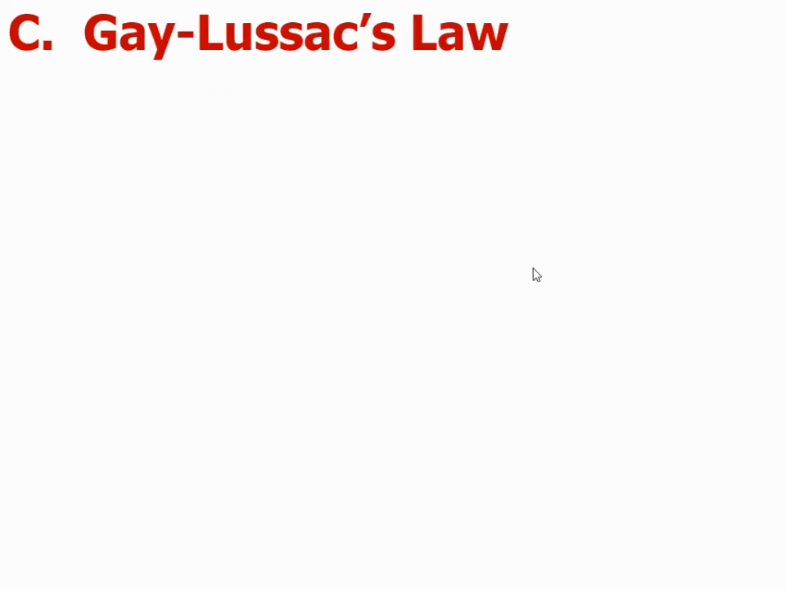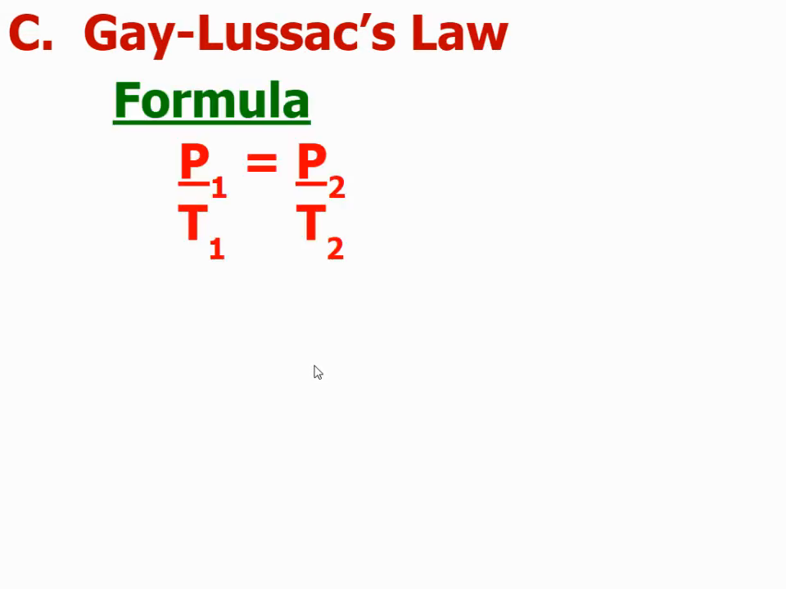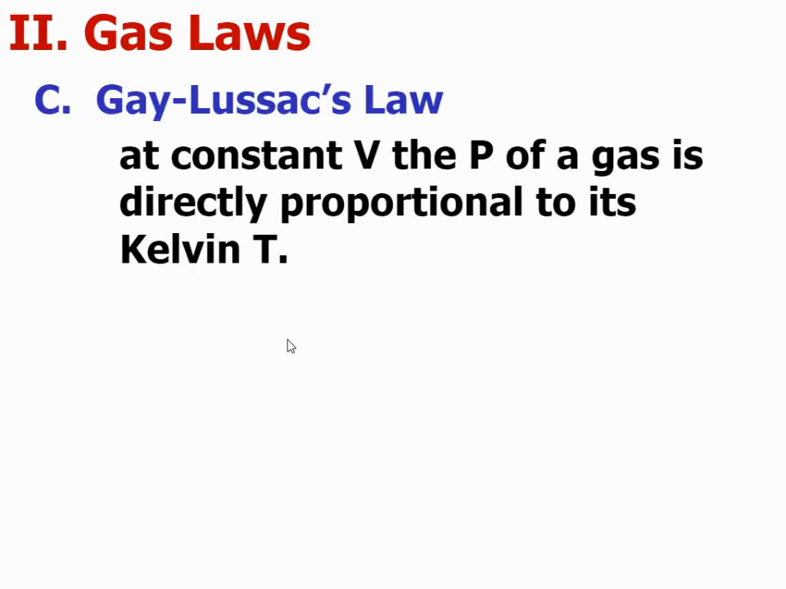All right, Gay-Lussac's law. We've talked about temperature and volume, and we've talked about volume and pressure. Now we're going to do temperature and pressure. As temperature goes up, your pressure is going to go up. We're always talking about Kelvin here, and Kelvin is always your degrees Celsius plus 273. As temperature goes down, your pressure is going to go down. That is basically the same exact formula.